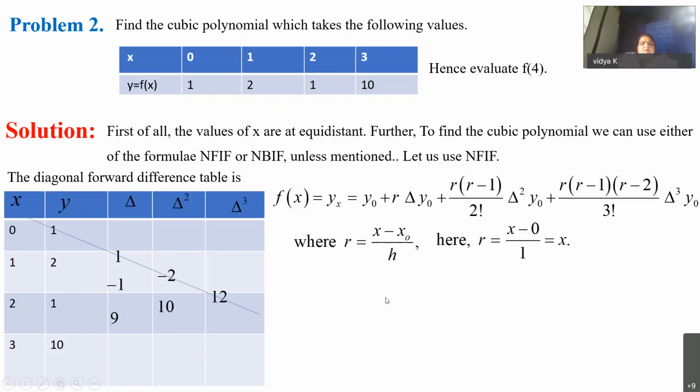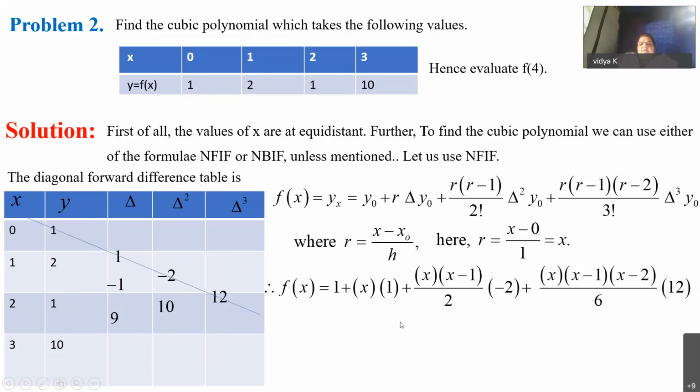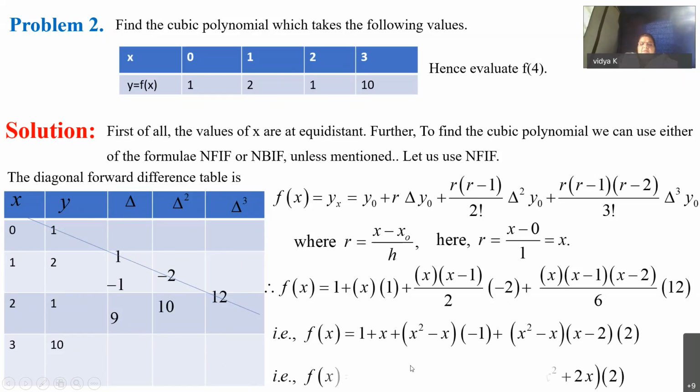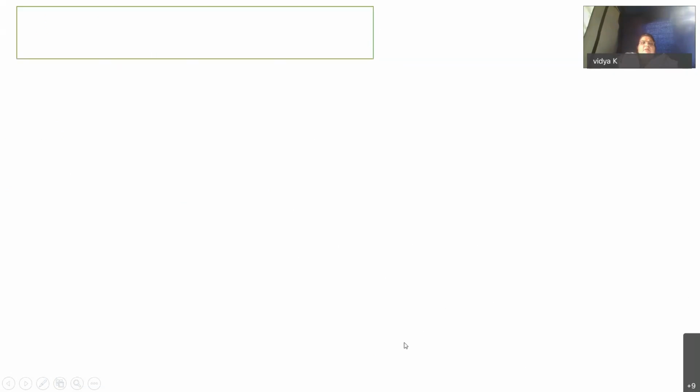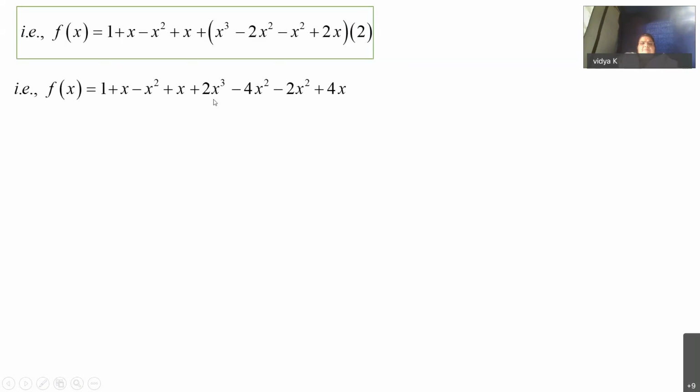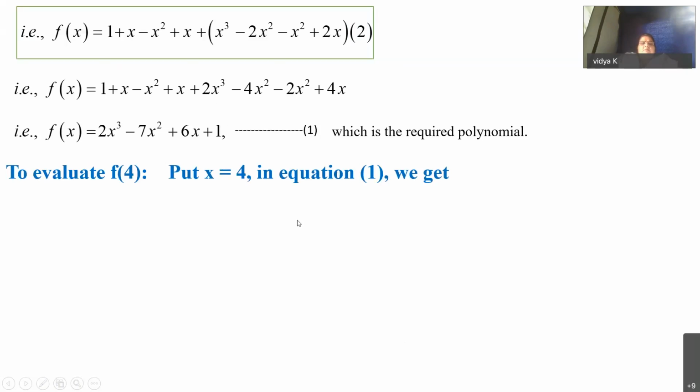Now substitute. This is the set of values because I preferred NFIF here. So y naught is 1, the first value in the y column, plus r as x, then delta y naught is the first value in the delta column, 1, plus x into x minus 1 by 2 into delta square y naught, which is minus 2, etc. It goes on, and when you simplify, you get the cubic polynomial as this. So this is how you get the required polynomial.